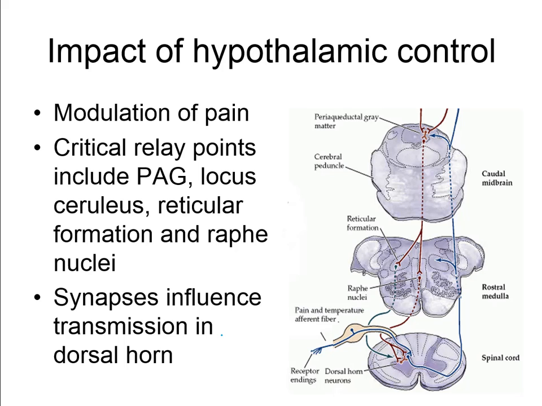Periaqueductal gray. So you've now got your hypothalamus talking to your periaqueductal gray, projecting down to control the pain pathway as it comes in from the periphery. So we've completely closed that loop that I mentioned on the first day of class. Now we've finally gotten to it.